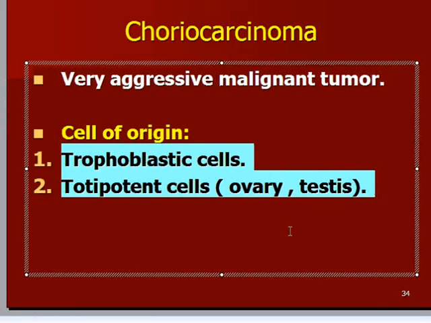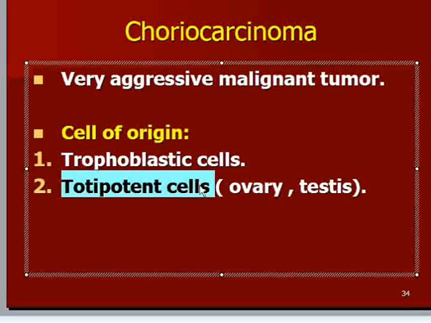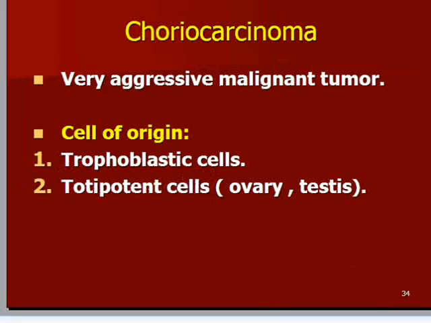However, the choriocarcinoma can also occur from the ovary and testis. In that particular case, it is not a trophoblastic cell. It is a totipotent stem cell which is present in the testis or ovary. Please do not forget it. So choriocarcinoma occurring in the uterus has a different cell of origin from choriocarcinoma occurring in the testis or ovary. Please do not forget it.